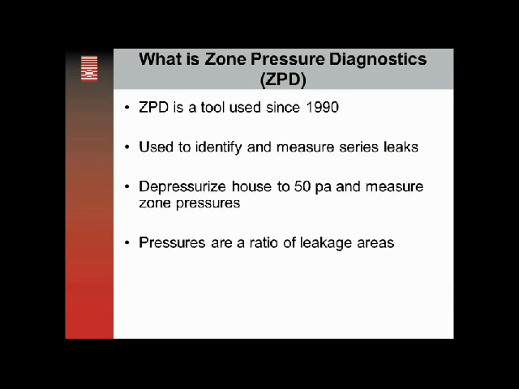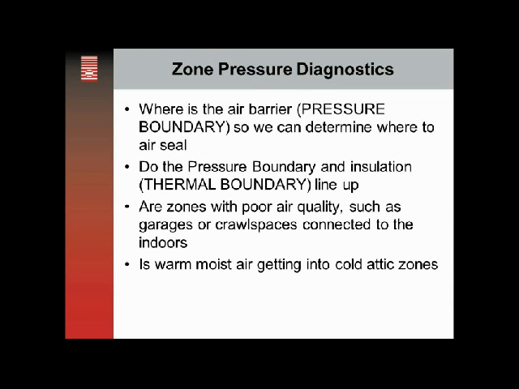Another technique is called zonal pressure diagnostics. ZPD has been around since the 90s. It's a way of measuring series leakage. Essentially, you depressurize the house to minus 50 pascals and you measure pressures in the zones. The pressures are a ratio of the leakage areas. Zonal pressure diagnostics will help you determine where the pressure boundary is. And pressure boundary is an old term for the air barrier in the building. And hopefully the air barrier and the thermal boundary or insulation are aligned.